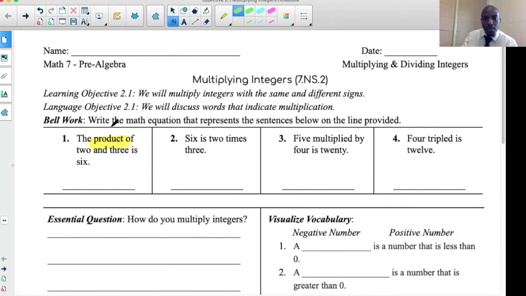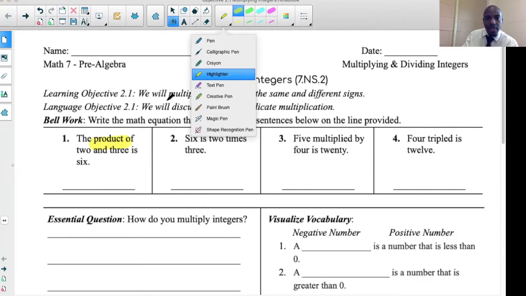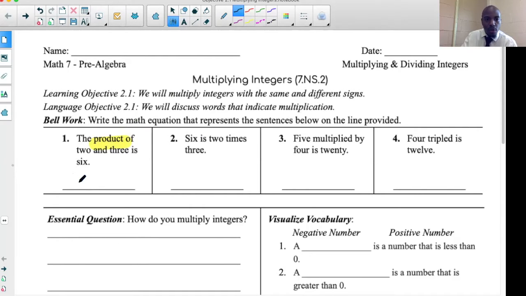The first one says the product of, right? The word product, you should recognize that that word means multiplication. It means we're multiplying something. There's a few ways to indicate multiplication. You can put a dot like I just did. You can put parentheses. We try to steer clear of the letter X because we're going further into algebra. X can also represent a variable. So use a dot, use parentheses to indicate that you are talking about multiplication.